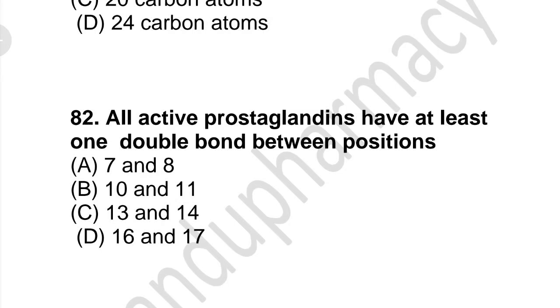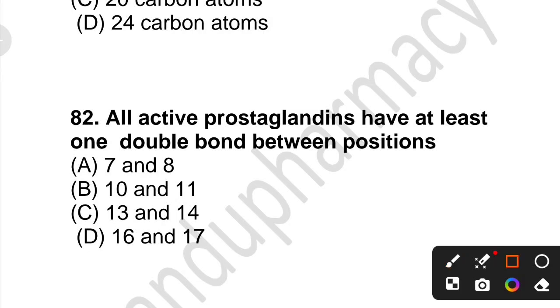All active prostaglandins have at least one double bond between position option A 7 and 8, option B 10 and 11, option C 13 and 14, option D 16 and 17. Right answer is option A, 7 and 8.